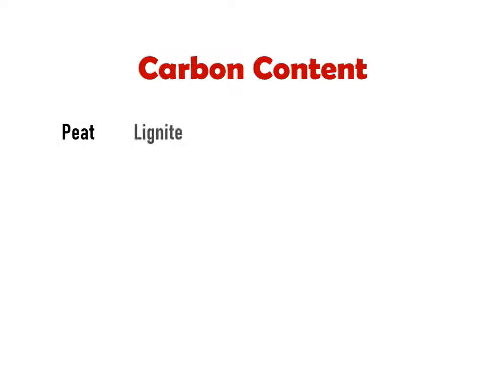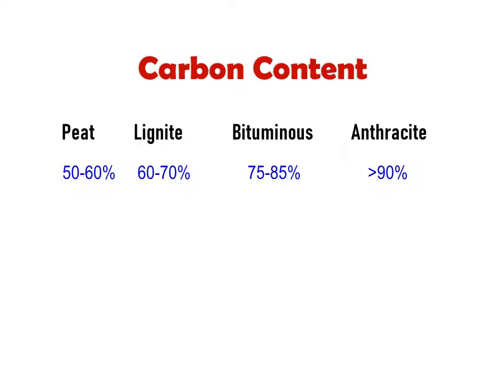Peat will have 50 to 60% carbon, lignite 60 to 70% carbon, bituminous 75 to 80% carbon, and anthracite about 90% carbon. So if we have 100 grams of coal with 55% carbon, it's peat. If it has 78% carbon, it's bituminous coal. If it is 67%, then it's lignite. If it's 92%, anthracite.